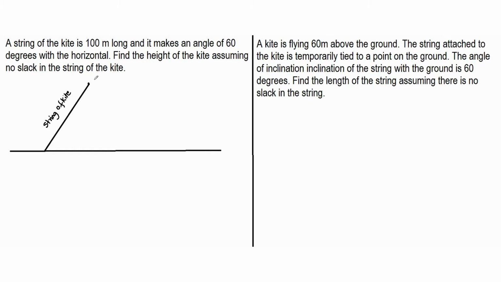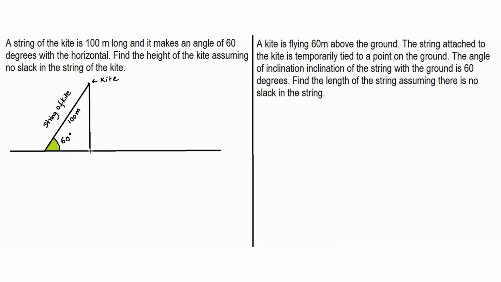The kite is right over here at the top. This is where the kite is located. And the string of this kite is 100 meters long. It is making an angle of 60 degrees with the horizontal. So this particular angle is therefore 60 degrees, right? Now it is making an angle of 60 degrees with the horizontal. Find the height of the kite.